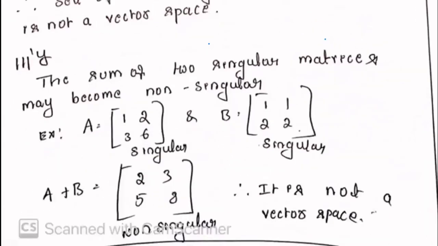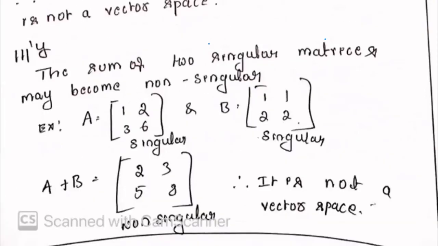Similarly, the next proof you should do is to consider two singular matrices, right? So one of the matrices A is 1, 2, 3, 6. You calculate the determinant of this, 6 minus 6, it's 0. Here, B matrix, you calculate the determinant of this, 2 minus 2, it is 0. So both are singular matrices.